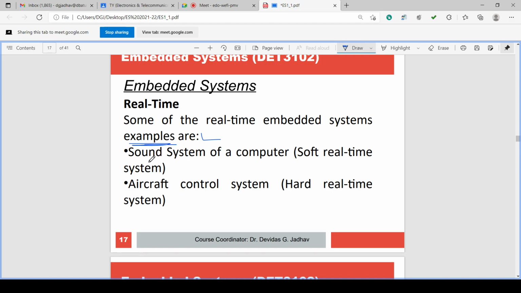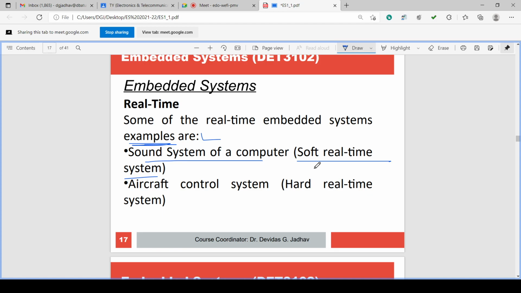Sound system of the computer. This is a soft real-time system. Sound system means generating the different signals. Suppose digital sound may be there, analog may be there, and analog is always real time, but digital is there.